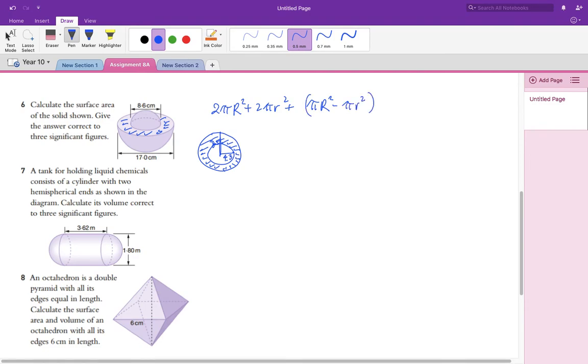So you can just do pi r squared minus pi r squared. Or doesn't really matter if you add the brackets. So 2 pi times 8.5 squared plus 2 pi times 4.3 squared plus pi times 8.5 squared minus pi times 4.3 squared. So once you put that into the calculator, you'll get it.